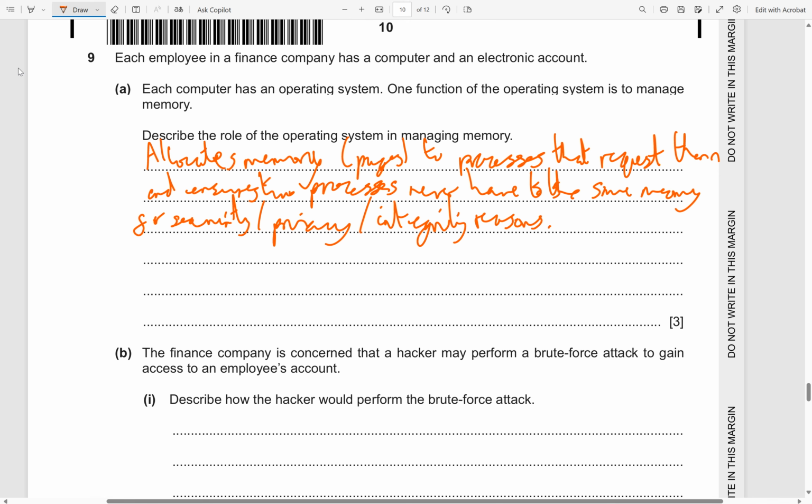We can also say what it also deallocates. Deallocates memory from processes when no longer needed.